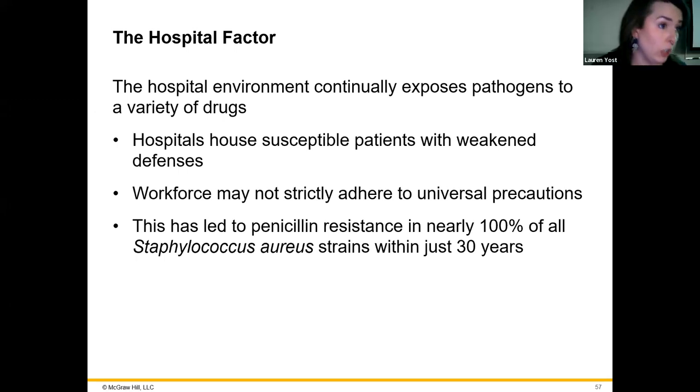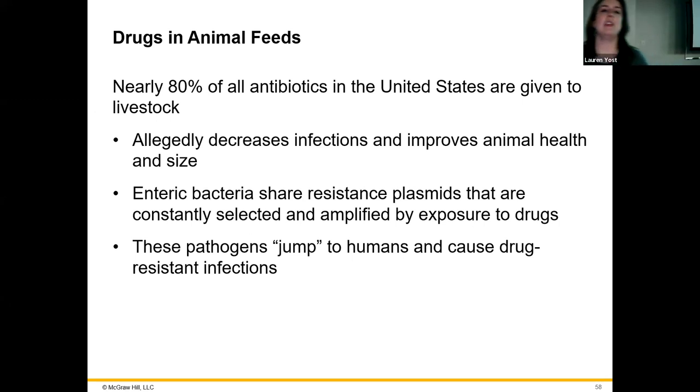That shouldn't happen naturally, right? That's something that we've done with the advancement of healthcare. Next, we have the most horrendous of all of them, all right? This is another one I might repeat for those in the back: 80% of all antibiotics in the United States are given to livestock.